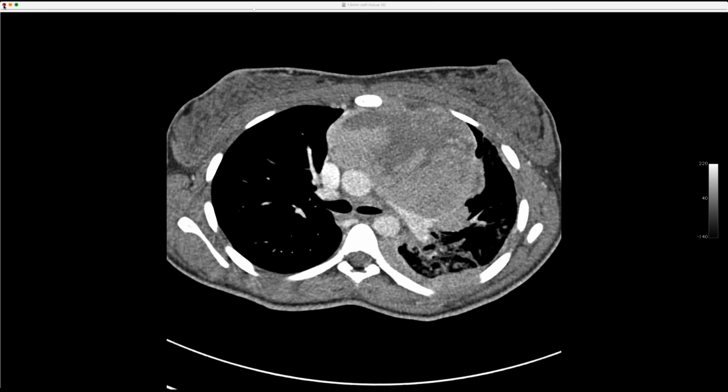So this is just T lymphoblastic lymphoma as an anterior mediastinal mass. If she were 30, I would have gone with diffuse large B-cell lymphoma.